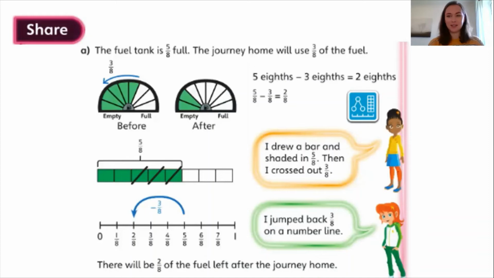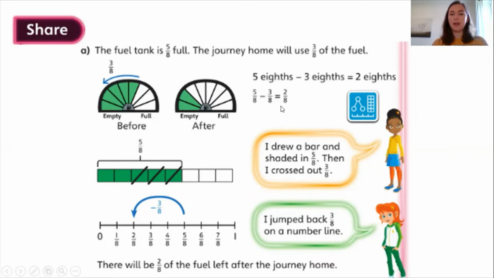Okay, let's have a look at some answers together. So at the start, the fuel tank is 5/8 full. And we're going to use 3/8 of that. So we're going to be subtracting, taking that away. So we start with 5/8. We then use up 3/8, 1, 2, 3. And that will leave us with 2/8 of the fuel tank left. So 5/8 take away 3/8 equals 2/8.